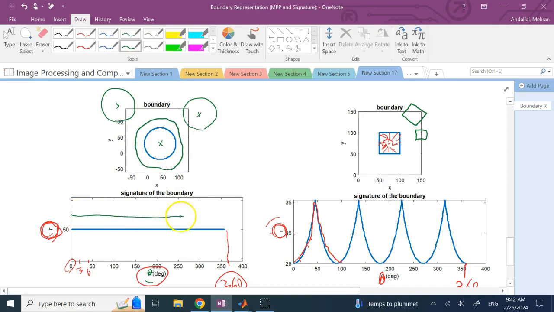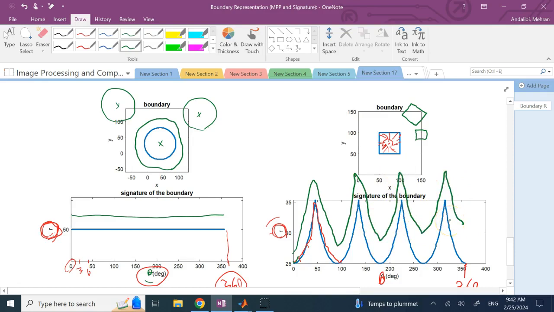Then you'll get this line a little bit above it, right? Because the R values are going to be a little bit bigger. Or in the case of the square, they're going to be similar. So they're going to probably start something like this, right? Because you're dealing with bigger distances. So everything is shifted up.